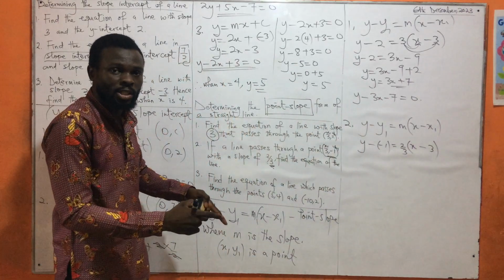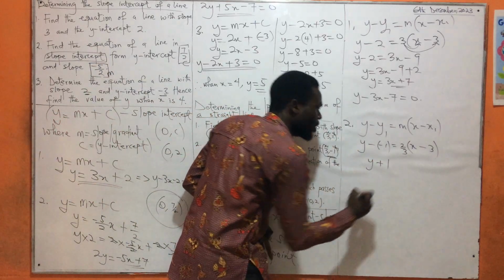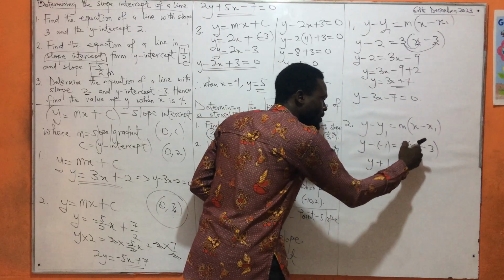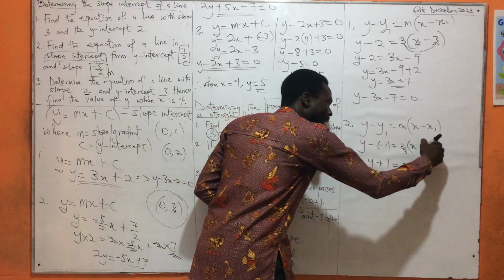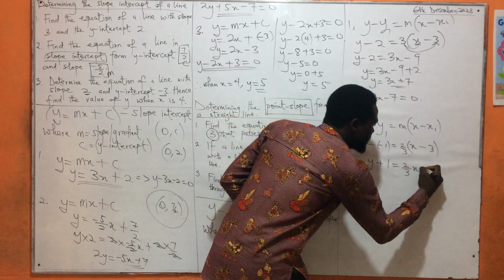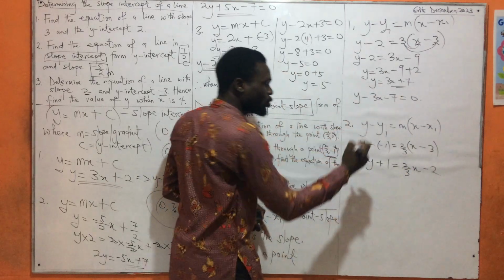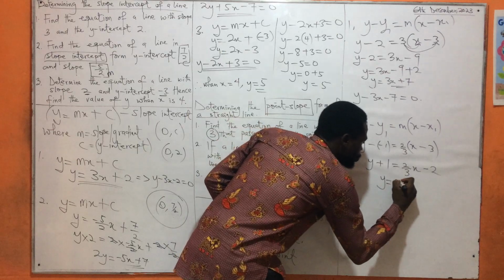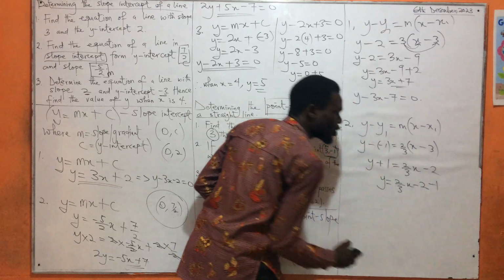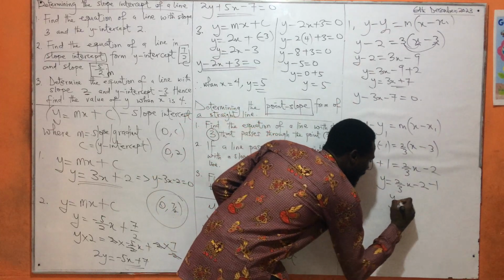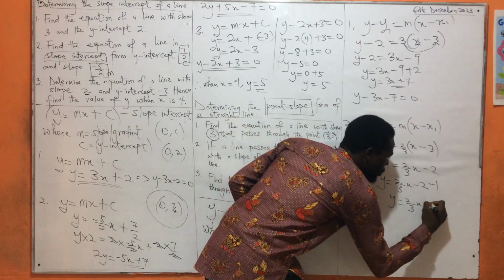So we just simplify because it's possible to simplify. So this is going to give you y plus 1, which is equal to, this multiplied by this will give you 2 over 3 x. And when this multiplies this, you are getting negative 2, because the 3 will cancel out. Then we just group like terms. Y is equal to 2 over 3 x minus 2. When the positive 1 crosses, it gives you negative 1. So y is equal to 2 over 3 x minus 3.